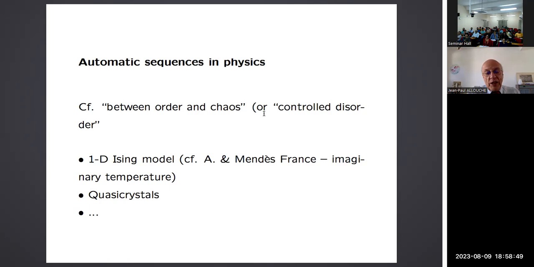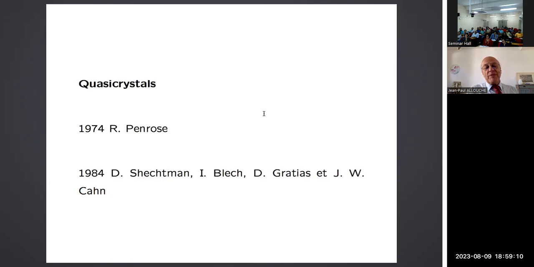And of course, the second point I would like to insist on is quasicrystals. Again, some people say quasicrystals and some others quasicrystals. And one colleague told me once, as I was educated in Oxford, I'm saying quasicrystals. So I try to be snobbish as well and say quasicrystals. Two dates: Penrose, 74. Shechtman, Blech, Gratias, and Cahn, 84.